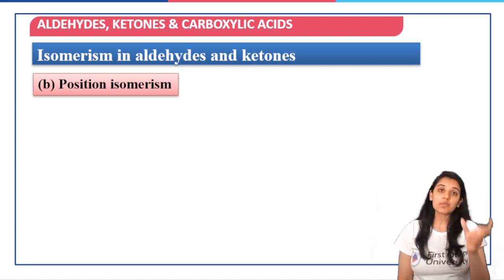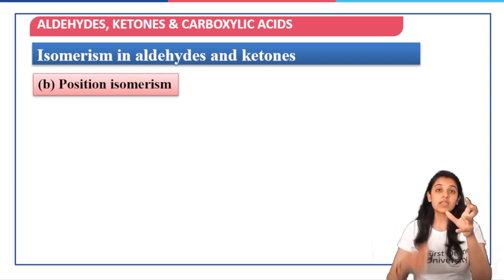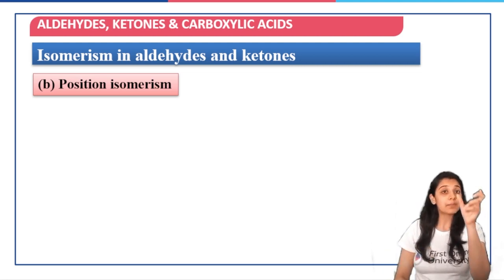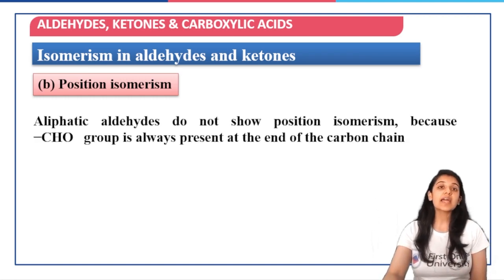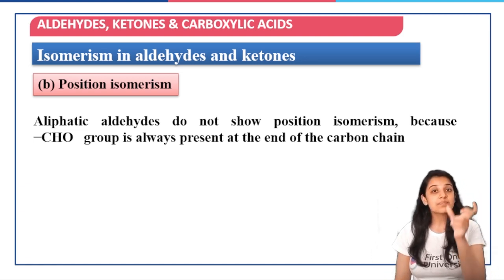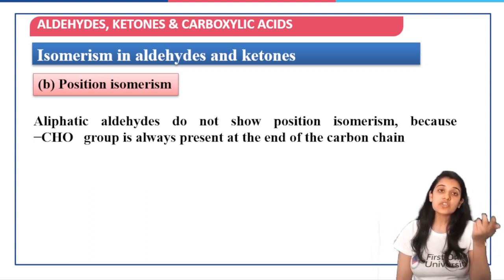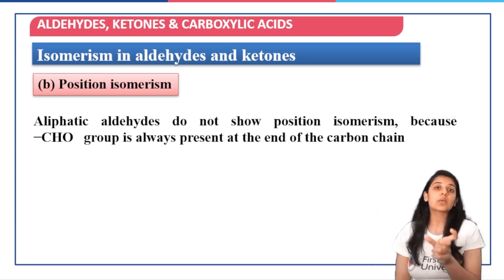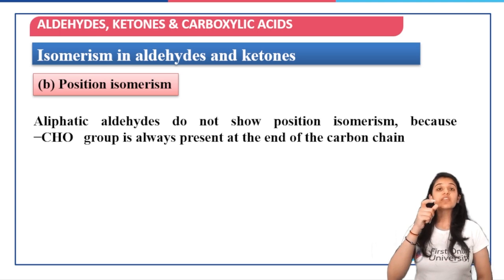In chain isomerism, there was a difference in the length of the chain and also in the branching. The branching resulted in different chain isomers and position of that branch. But here, in case of position isomerism, the aliphatic aldehydes, first of all, are not going to exhibit position isomerism because position isomerism is basically the change in the position of the functional group itself. In chain isomerism, we saw that there was a change in the position of the branch present in that particular compound. Here we will be talking about change in the position of the functional group itself.